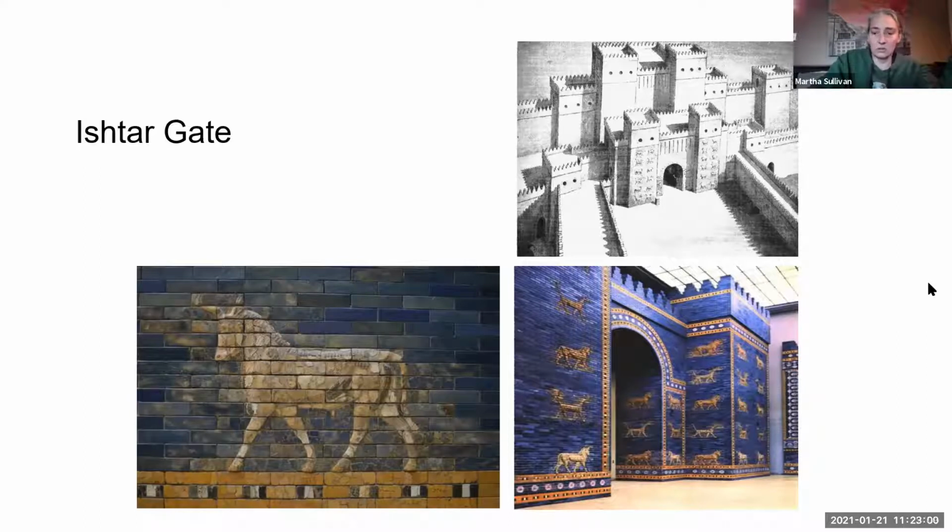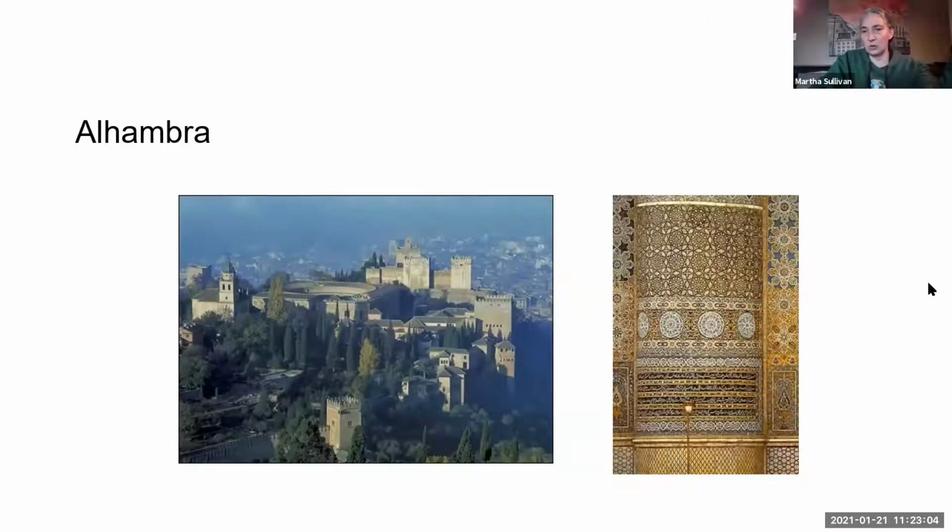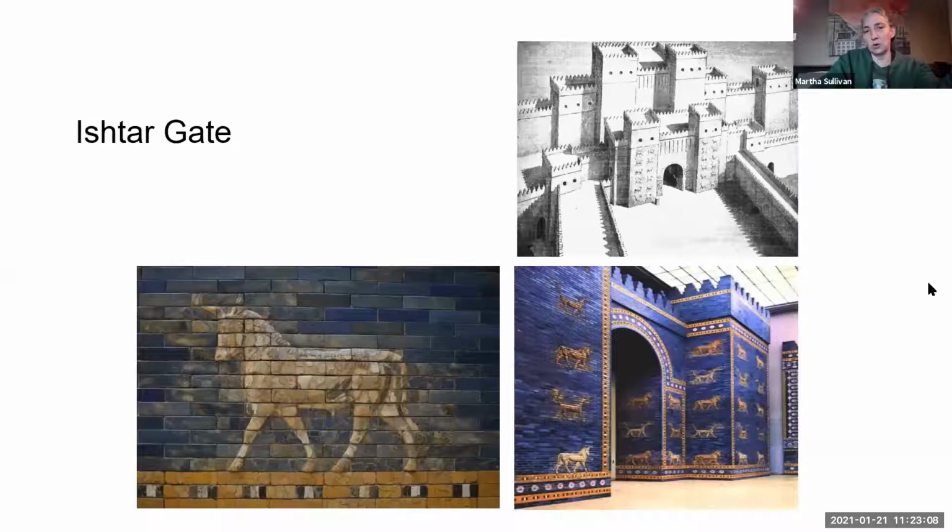Those animals are enormous. They're meant to intimidate you. There were hundreds of them on these beautiful gold and blue tiles all along the outside of this building. And so this has been dug up and you can see them again in person in Berlin.